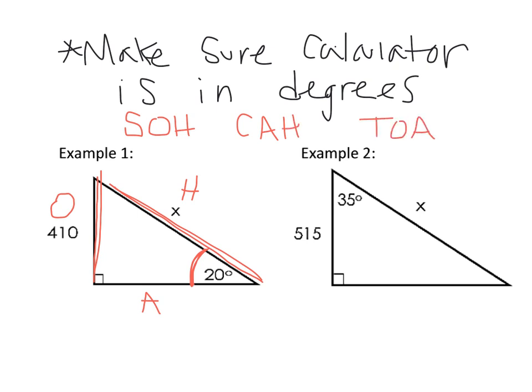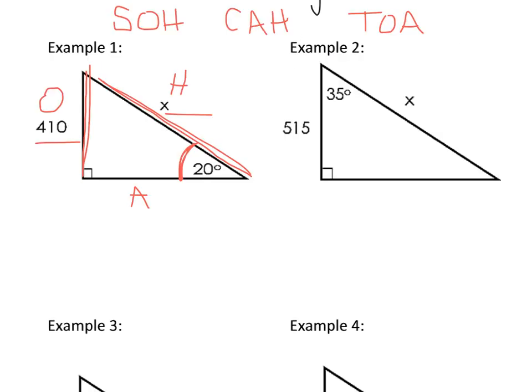So we want to look to see which one uses both O and H. And if I look, that would be SOH. Alright, so if we use SOH, the sine of our angle, which is 20, equals the opposite side, which is 410, over the hypotenuse, which is x.